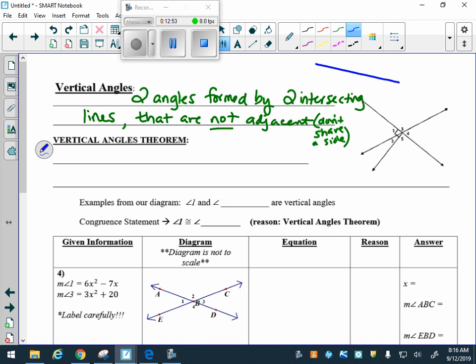If we draw that, we're going to draw one line here and one line here, intersecting lines. And then if I use this angle as one of my angles, and I can't have an adjacent angle to it, that leaves this angle. So those are going to be vertical angles. They're basically, they have the same vertex, but they are not adjacent. So they're kind of across from each other in this intersecting line situation.